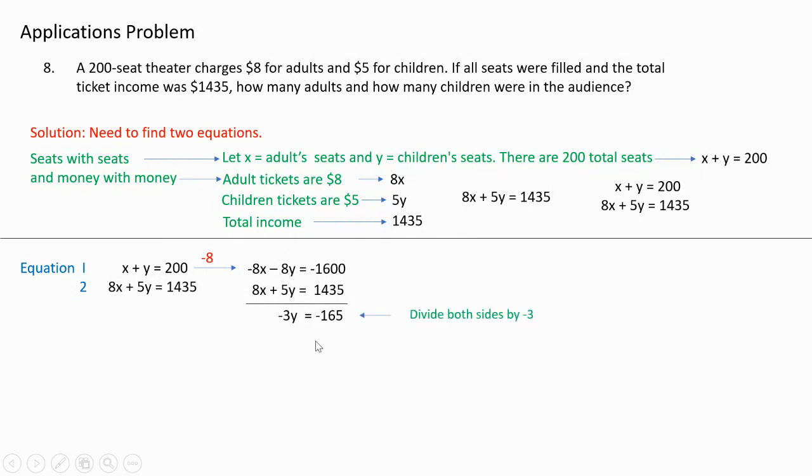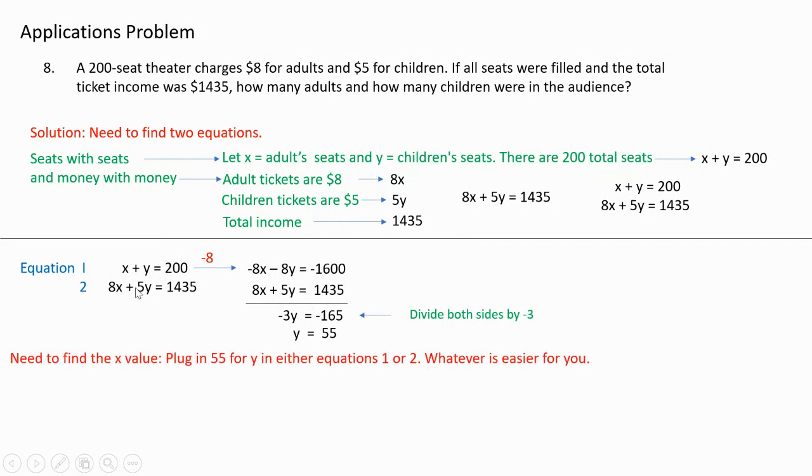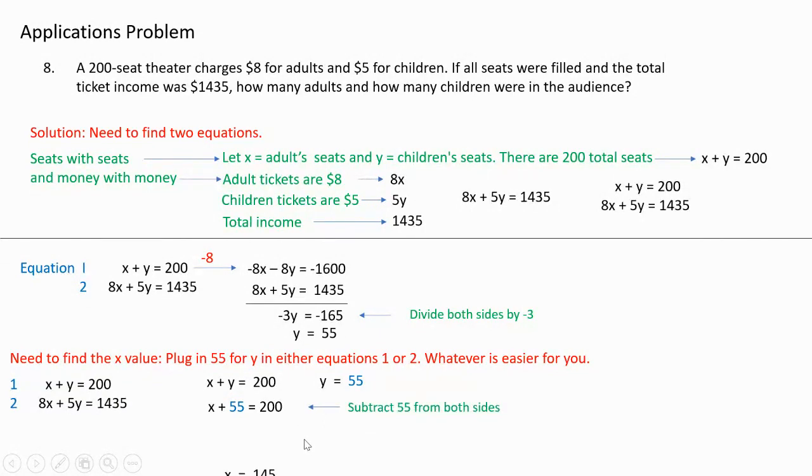Then we divide both sides by -3, so we get 55. So y equals 55. Now I can go back to either equation 1 or 2, plug in the value for y, and solve for x. Again, it's easier to go to equation 1. Remember that y is 55, so it's going to be x plus 55 equals 200. My next step is to subtract 55 from both sides, which gives us 145. So my x is 145, my y is 55.